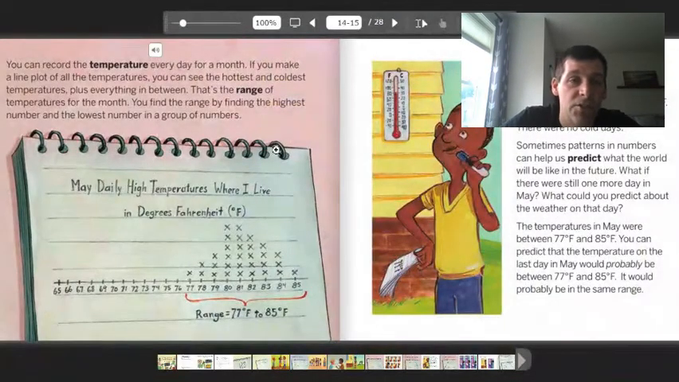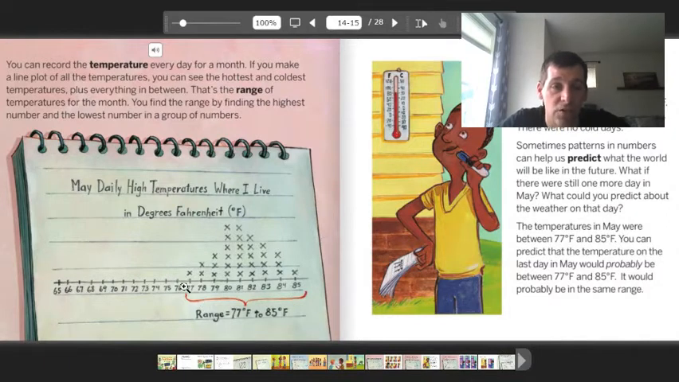You can record the temperature every day for a month. If you make a line plot of all the temperatures, you can see the hottest and coldest temperatures, plus everything in between. That's the range of temperatures for the month. You find the range by finding the highest number and the lowest number in a group of numbers. So in this one here, the range is 77 to 85. We know it doesn't go any higher or any lower. Could it one day? Yeah, but did it?